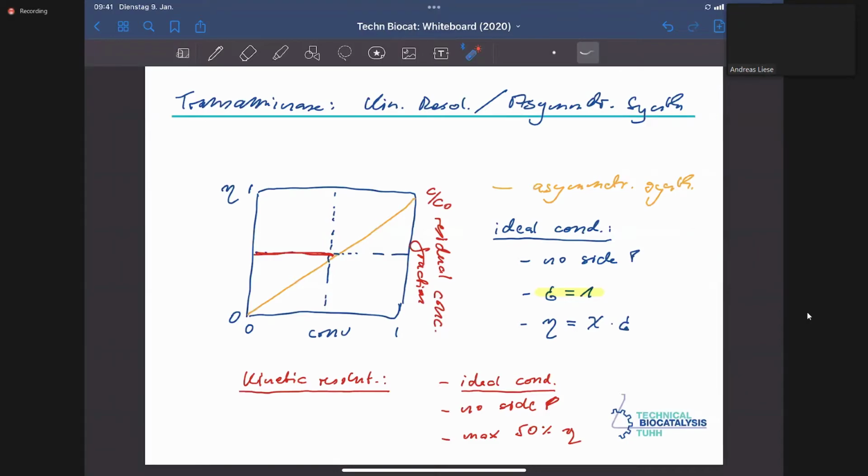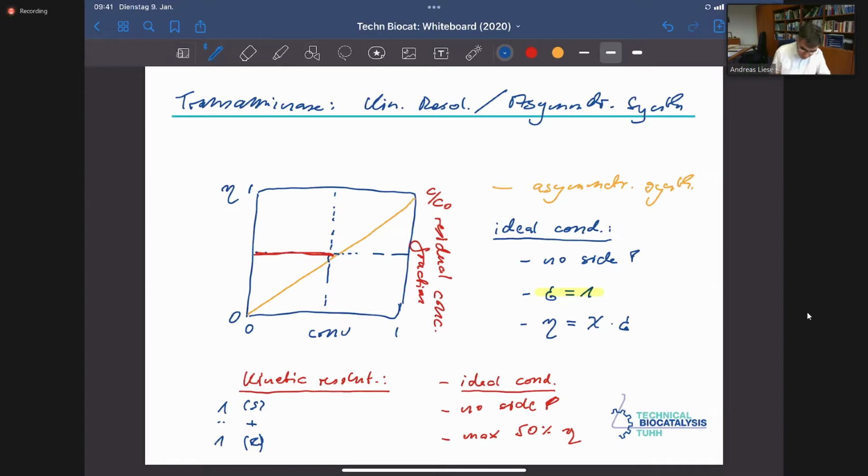Because we're starting up with S and R, so I could also draw it once again down here. Let's say I've got an S plus an R enantiomer, and those have a ratio of 1-to-1. Okay. Now we have 1, which is not reacting. Yeah. So therefore, we have the S left over. But the second one we have reacted to a product. Okay.